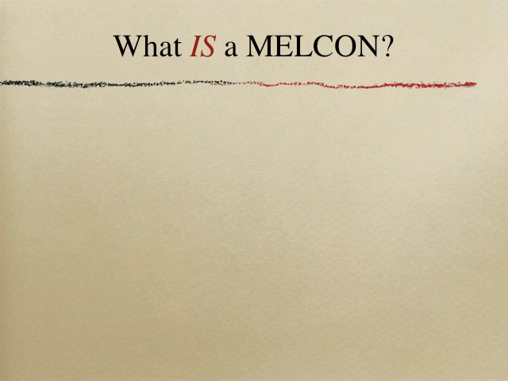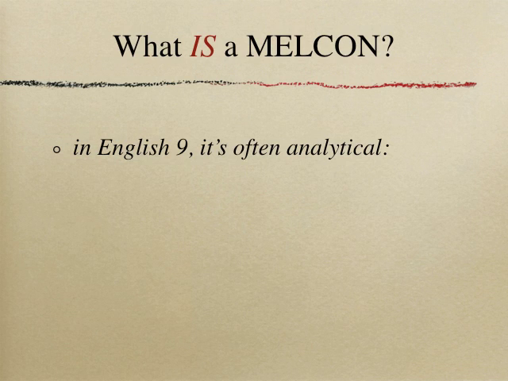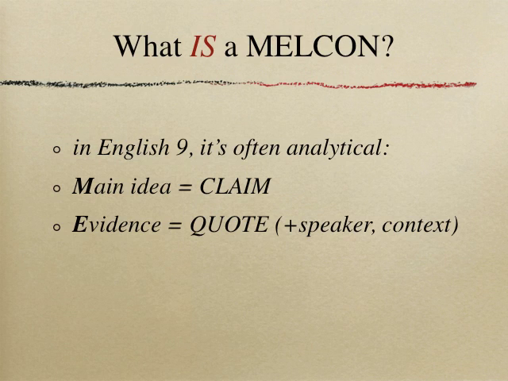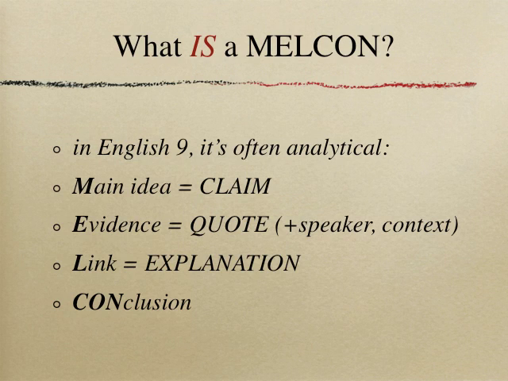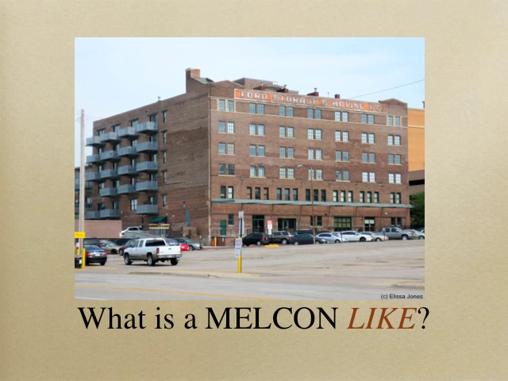In English 9, the MELCON is most often used for analytical writing. So the M, the main idea, becomes a claim that you try to prove. The E, the evidence, is the supporting details you give to show why your claim is true. In English class, this is usually going to be quotes from a text, and each one will need the speaker and the context. The L, the link, is the explanation of how your evidence supports your main idea claim. And the conclusion, at the end, will wrap up your argument. So that's what a MELCON paragraph is.